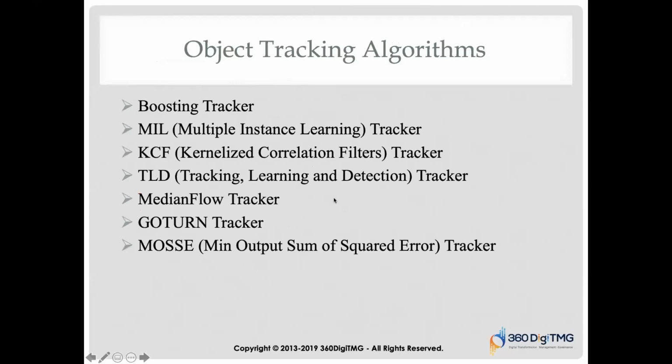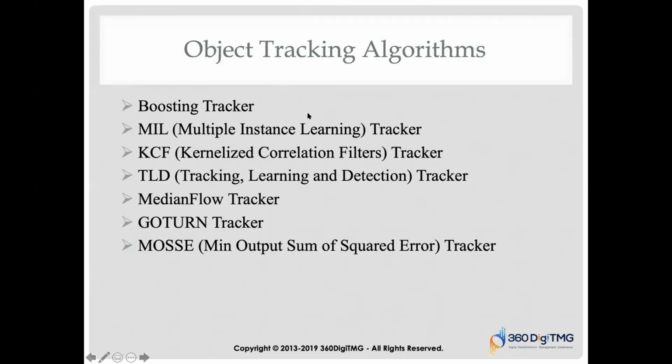And when it comes to tracking your object, tracking the vehicle which is running away from this accident site, having met with an accident, there are many trackers. Boosting tracker, MIL tracker, which is multiple instance learning. Then you have KCF, which is kernelized correlation filters. TLD, tracking learning and detection tracker. Median flow tracker. GOTURN tracker, which uses CNN, convolutional neural network.